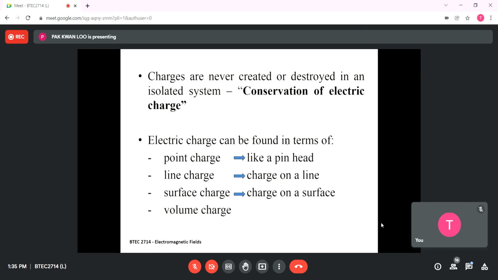So there are a few distributions of charge. One is point charge, where the distribution is at a point. Then we have line charge, where the distribution is over a line. Surface charge, that means the charge distribution is over a surface. And of course, volume charge is distributed over a body.